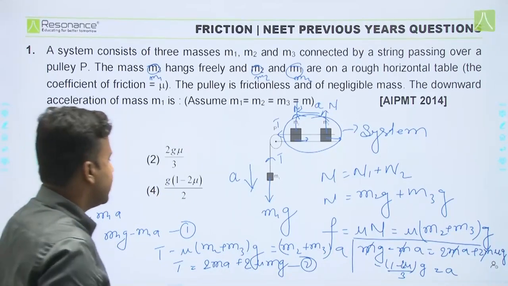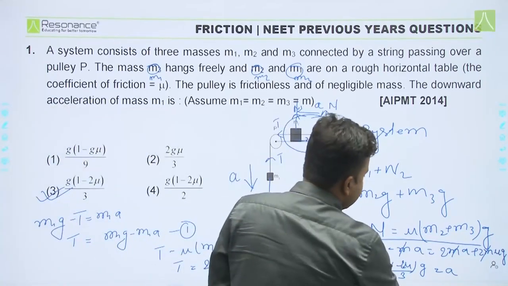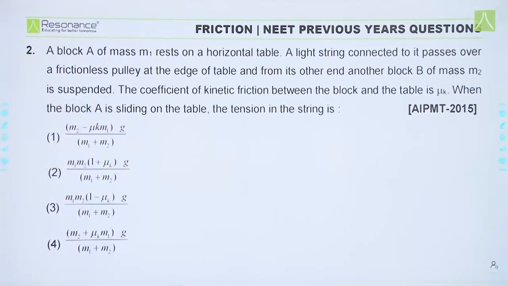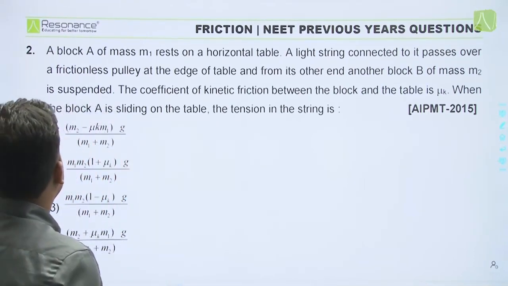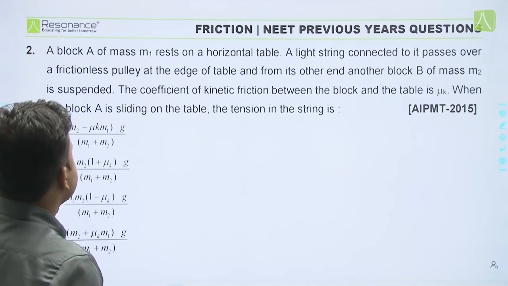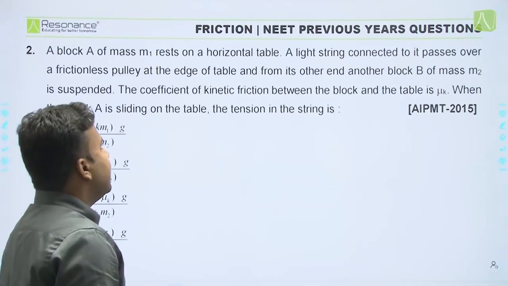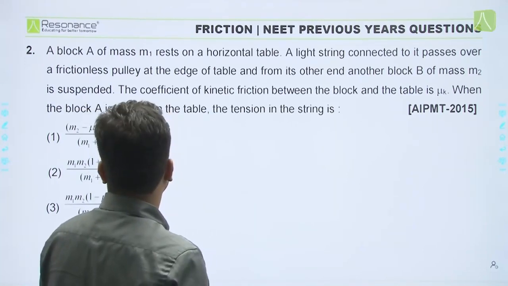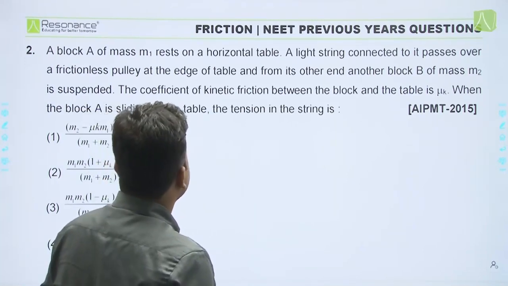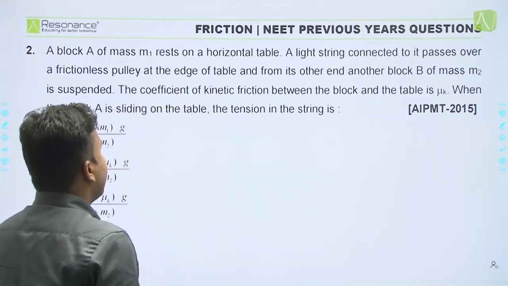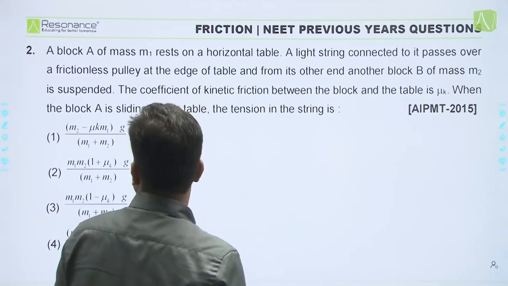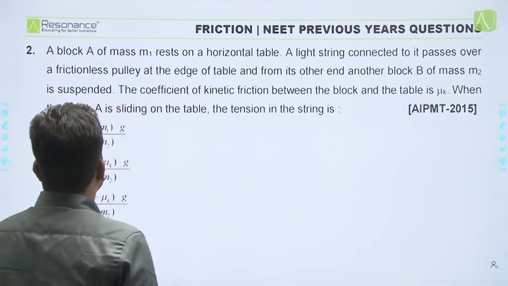It's again a simple question student. Come to the next question. Next question is what? A block A of mass m1 rests on a horizontal table. A light string is connected to it, passes over a frictionless pulley at the edge of the table, and from its other end another block B of mass m2 is suspended.